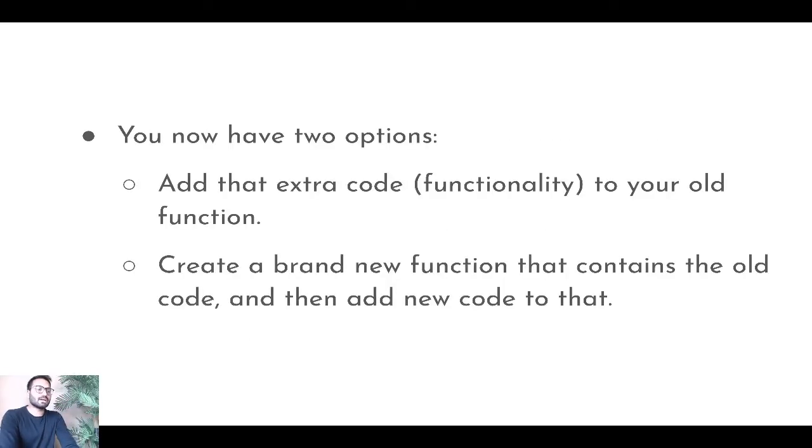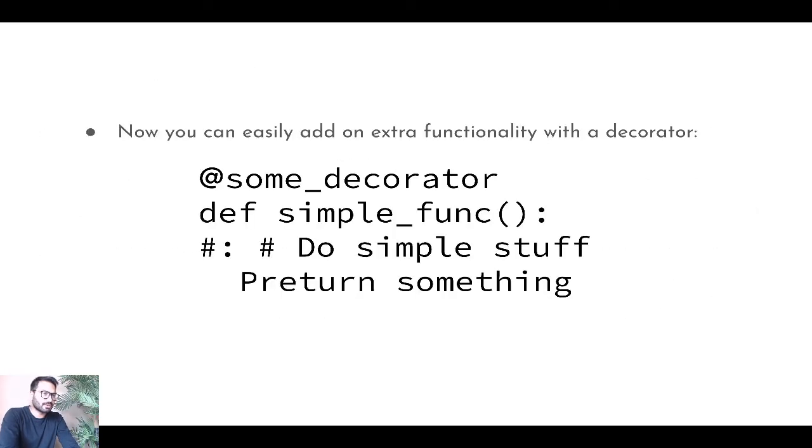Now you have two options to add some extra functionality. One is to add the extra functionality in the code itself. But what if you want to access the old code again? Then you have to copy paste and create a new function, right? That's how it goes.